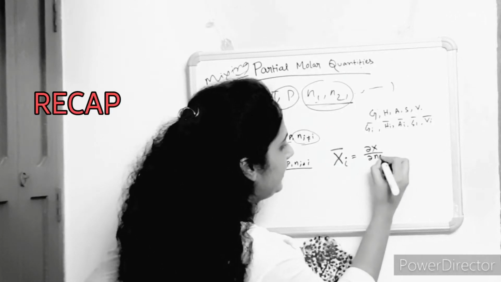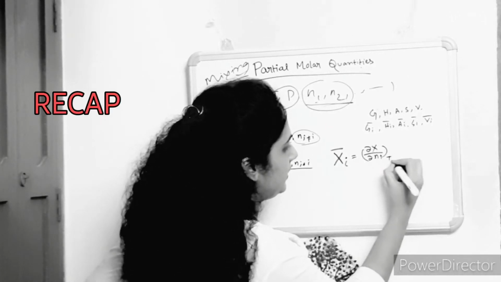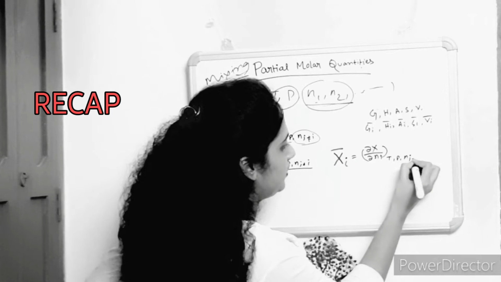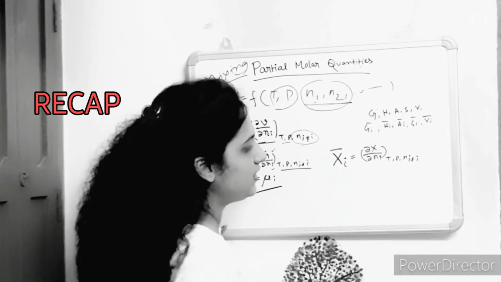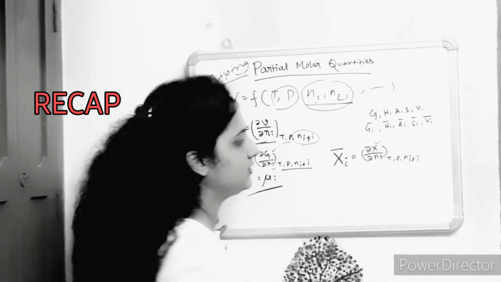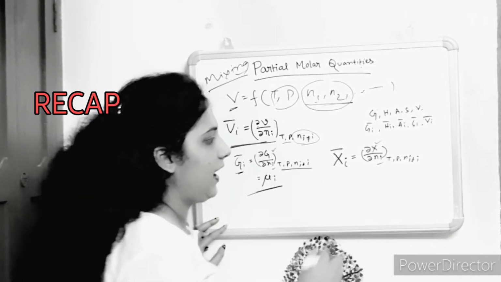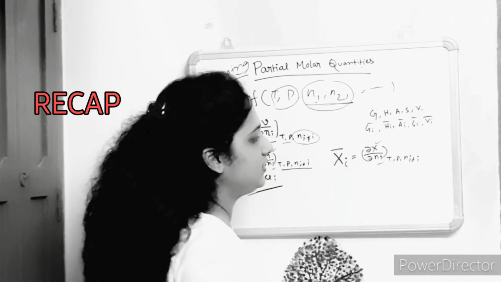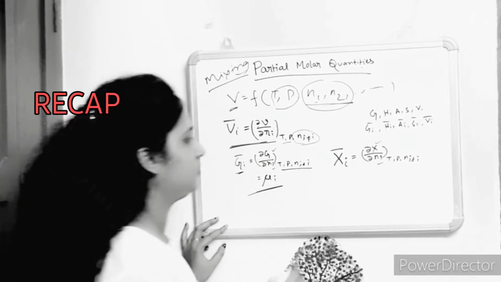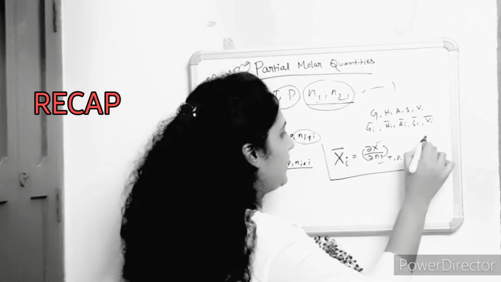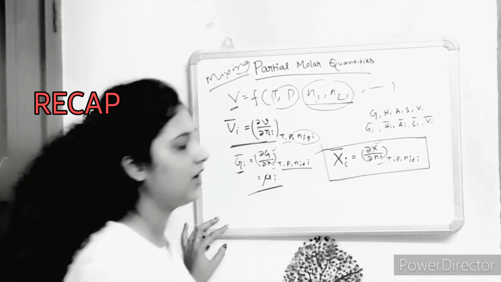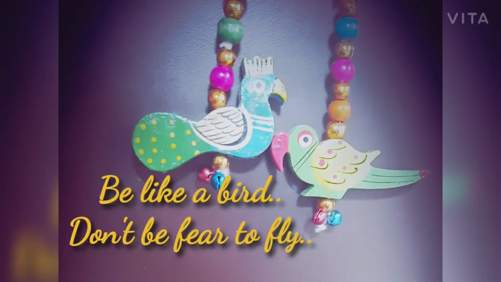∂/∂nᵢ at constant T, P and nⱼ ≠ i. That means the change in X by adding a little amount of nᵢ at constant T, P and nⱼ ≠ i. So this is the general expression for the partial molar quantity.